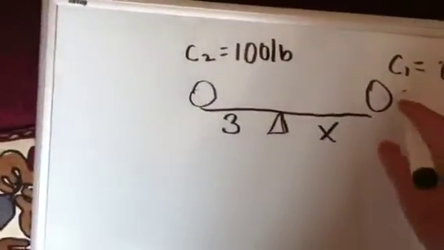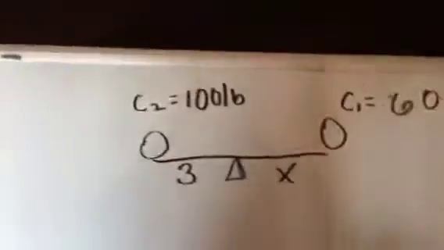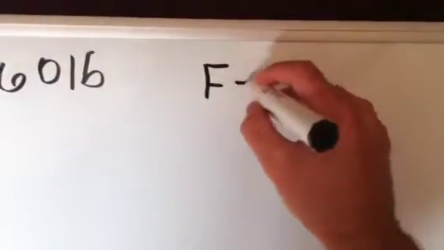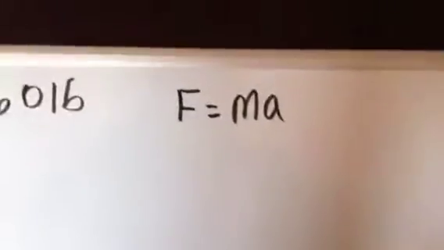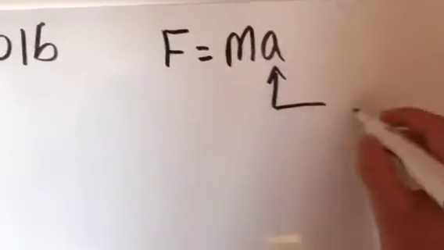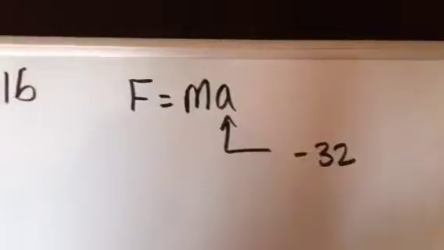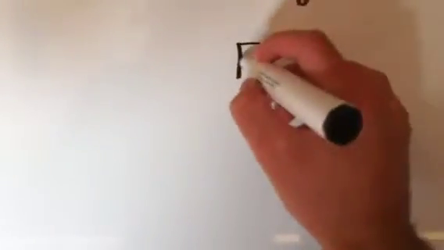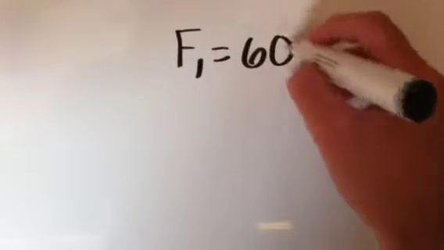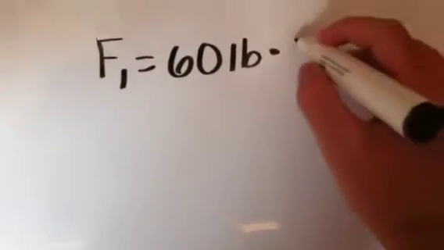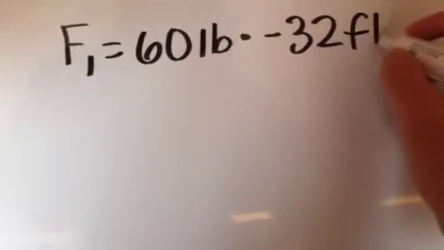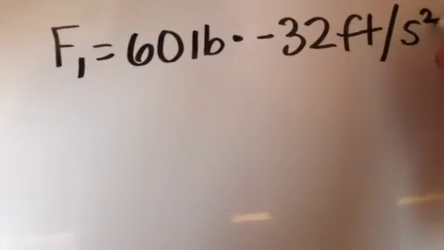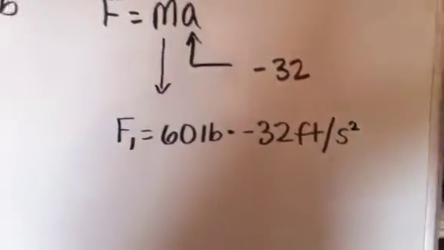Force of child 1 on the seat, force of child 2 on the seat. That's the first thing we will calculate. Okay? Force equals mass times acceleration. Acceleration due to gravity in feet per second is about -32. Mass is how big the child is. So we have the force of child 1, the 60 pound child, equals 60 pounds times 32 feet per second squared actually. But anyway, you get the point.